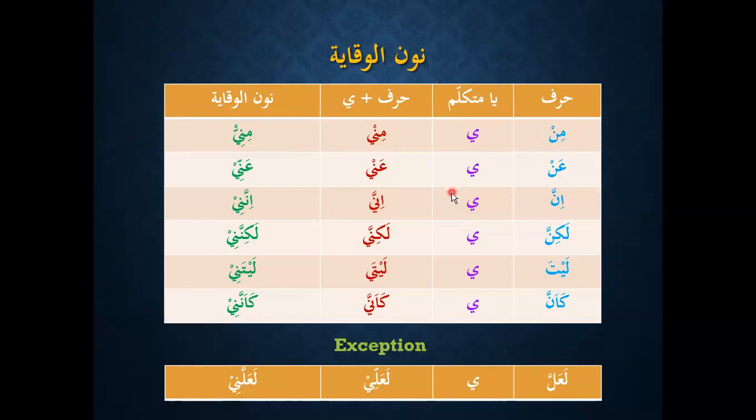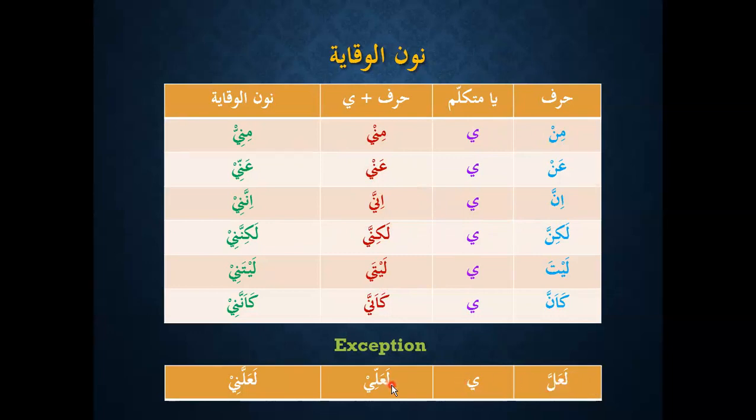An and ya, an, ya, how would you pronounce that? Ya sakin with noon sakin. And you can't drop this noon. Why? Because this is noon, not alif, wa or ya that you can drop when two are together. So an, extra noon, ni. Inna, ni. Lakinna, ni. Laita, ni. Ka'anna, ni. There's one exception, la'alla.